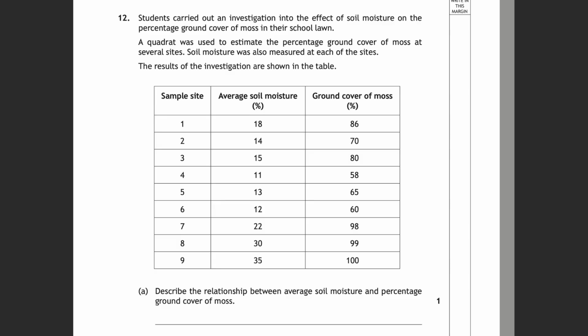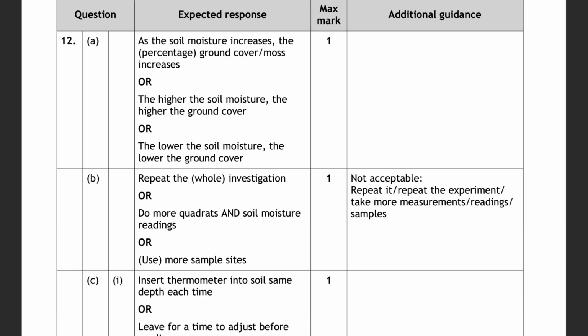Next one, describe how the reliability of the results could be increased. So that's always going to be repeat the whole investigation, got to say you repeat the whole thing, or do more quadrats and soil moisture readings, or use more sample sites. What's not acceptable is repeat the experiment and take more measurements or samples. You've got to say repeat the whole thing. I know it sounds kind of harsh, but that's the way the SQA do it. So repeat the whole investigation will get you the points. Do more measurements won't. You've got to remember that one.